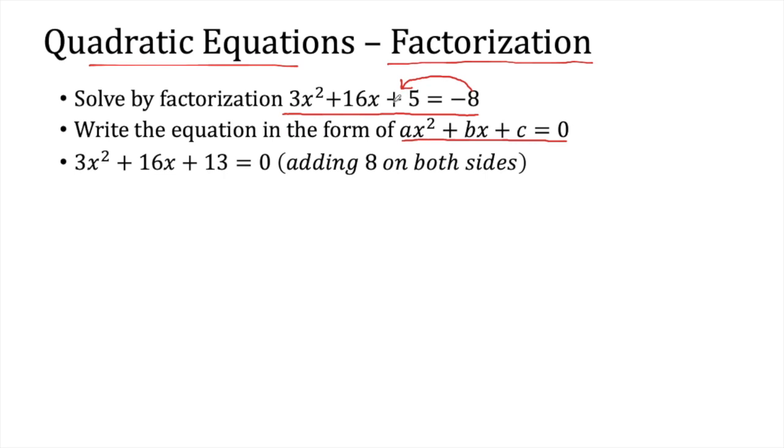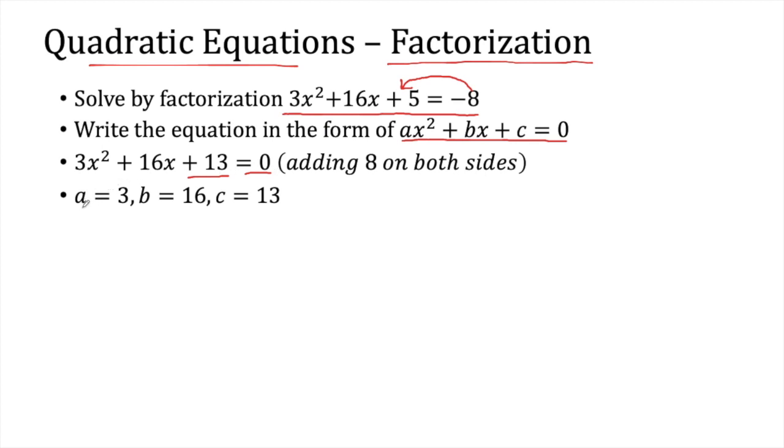So when you do that, on the left hand side, you'll be left with 3x squared plus 16x plus 5 plus 8, which is 13. And on the right hand side, you'll get 0. So now we are ready to solve the equation by factorization. So first, let's define our coefficients.